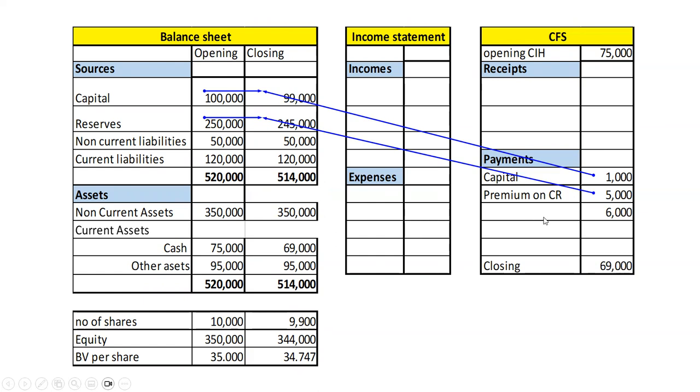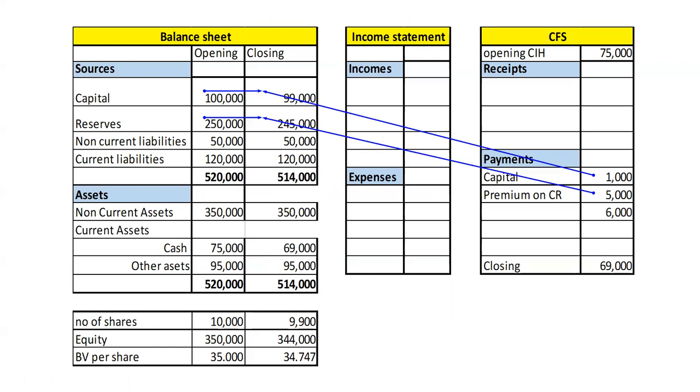Why did the cash reduce? Because of the capital reduction. What does that capital reduction consist of? 6,000, which is the excess money paid over the face value, 5,000, and towards the face value, 1,000. Capital is reduced to the extent of the face value, and the balance I adjusted to the reserves. So capital reduction affects the cash flows, affects capital, affects the reserves. In the process, it will affect the equity of the company. All other things remaining constant, the equity of the company falls because there is a capital reduction.